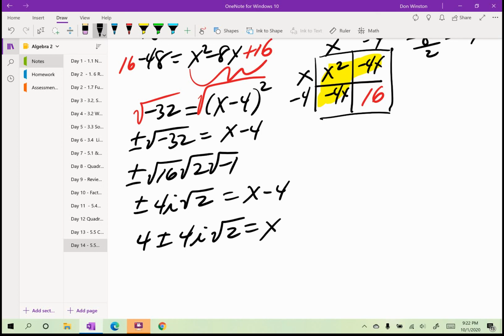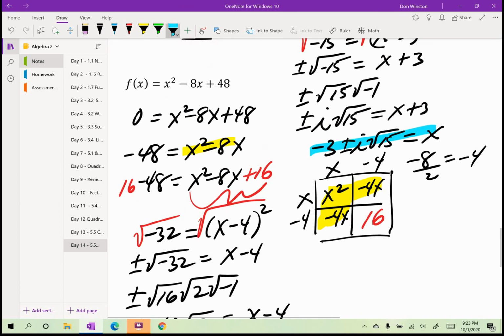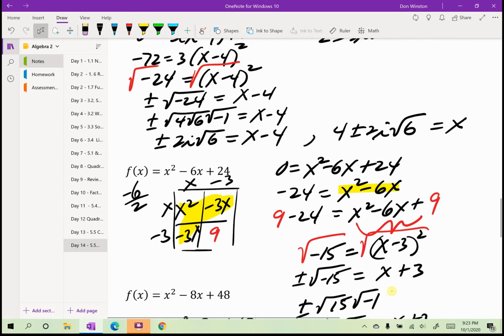Again, all of these involved imaginary roots. See, they all had that i. Okay, so there you go. All right, so review the video as you're doing your homework. This should help. Okay, follow the bouncing ball.